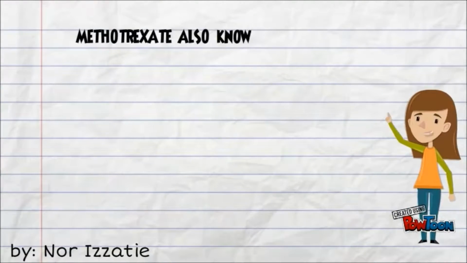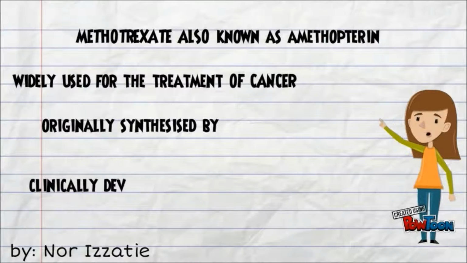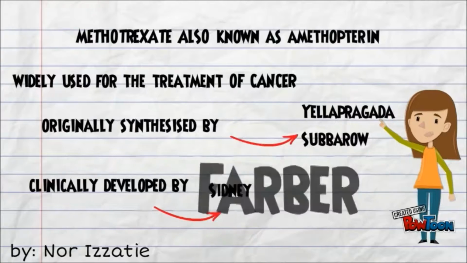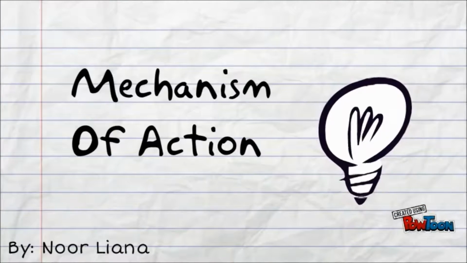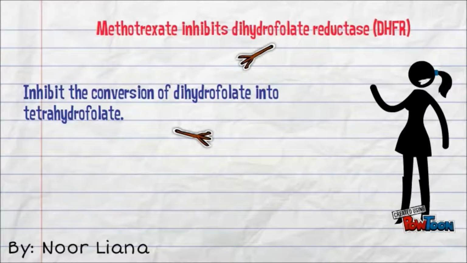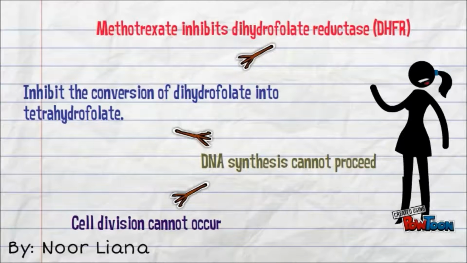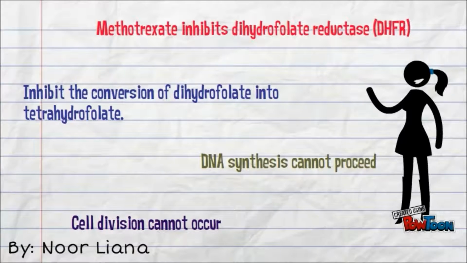Methotrexate, also known as amethopterin, is widely used for the treatment of cancer. It was originally synthesized by Lederle Laboratories and clinically developed by Sidney Farber. Methotrexate inhibits DHFR, which is involved in the conversion of dihydrofolate into tetrahydrofolate. Without tetrahydrofolate, DNA synthesis cannot proceed, thus cell division cannot occur.